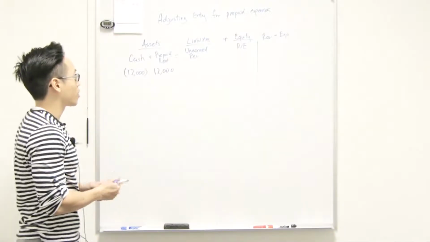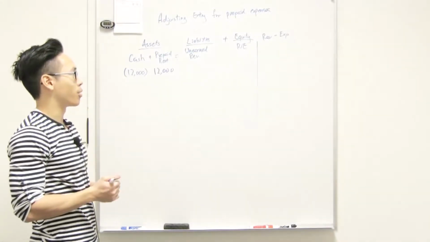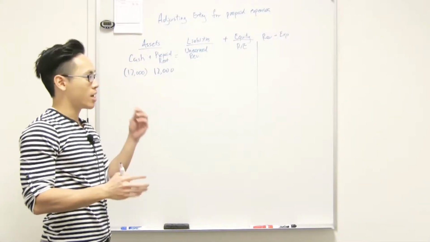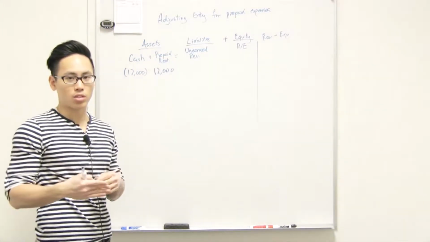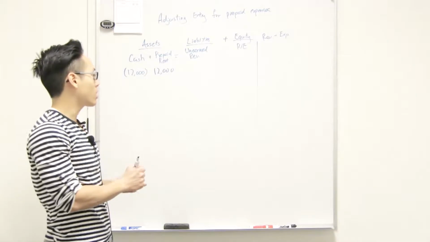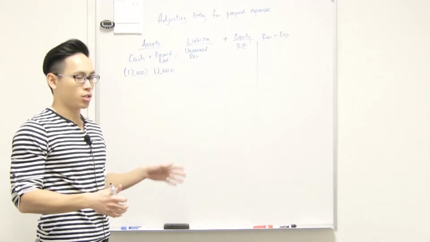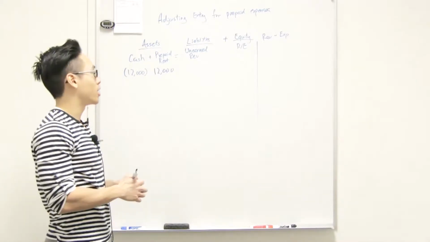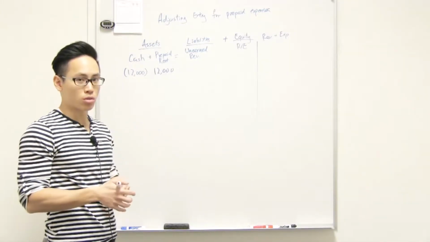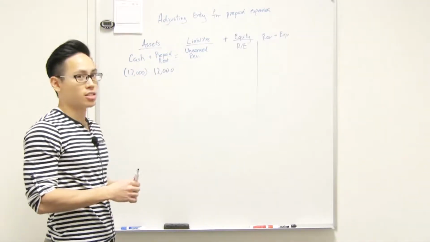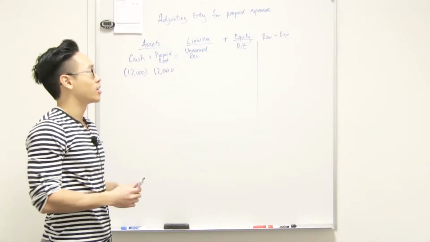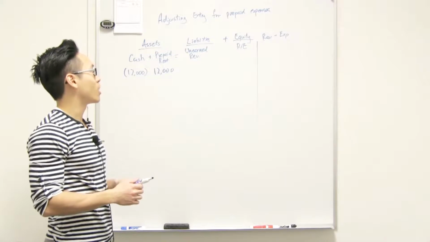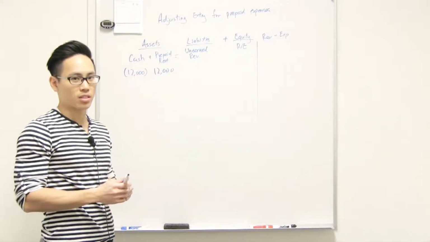So now we're going to talk about adjusting entry for prepaid expenses. Adjusting entry means that at the end of the accounting or financial year, you want to look back to the events that occurred in that year, and if you have some deferrals that you need to adjust at the end of the year, you have to do that.